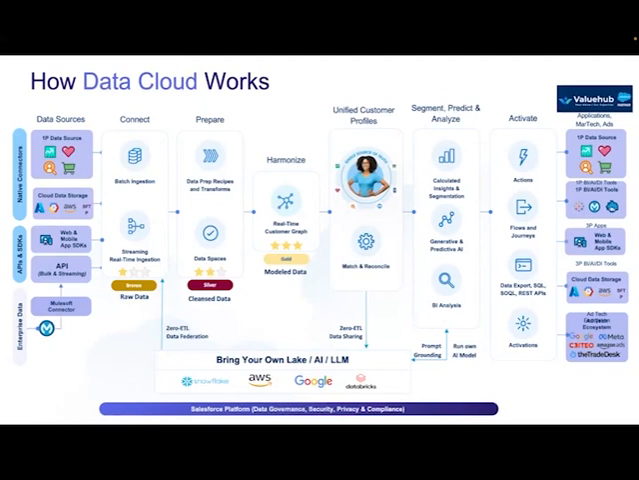Once we harmonize the data, the next step is to unify the data. That's how you create the golden record, using your match and reconciliation rules. Once you create your unified data, the next step is to segment, protect, and analyze the data. You have calculated insights, you have segmentation, and you can use generative and predictive AI for designing your predictions. And you have analytics as well, which you can connect to Tableau.